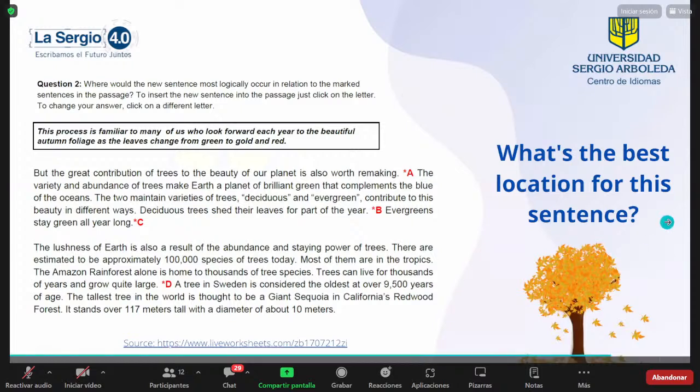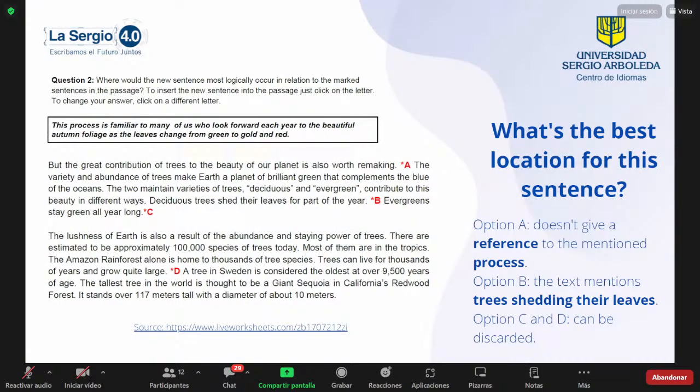It would be option A, which doesn't give a reference to the mentioned process. Guys, what is the key thing here? Who can tell me? The key thing you would have to check with this process. Si la frase dice lo que yo les había dicho de referentes, this process tiene que haber hablado ya de un proceso, ¿no? Entonces, si no menciona un proceso antes, pues no puede ser.